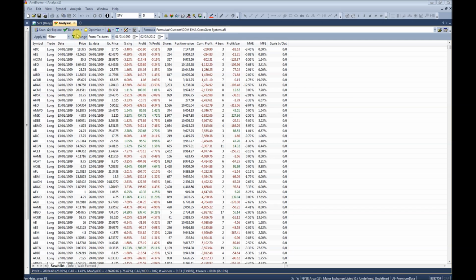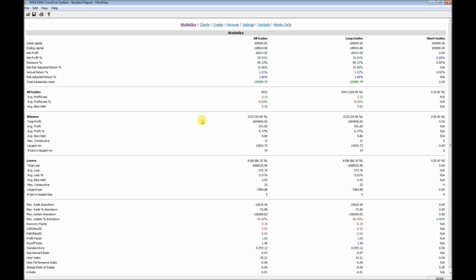So let's take a look at what this looks like. Let's run the statistics. We ran the backtest, and you can see here that the results are not as impressive, right? We started with $100,000, 10 positions. We ended with 128,000. We made a profit of about 28,000 or 28%, but the annual return is only about 1.5%.